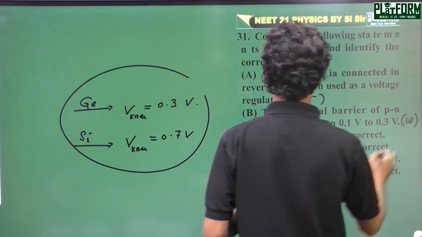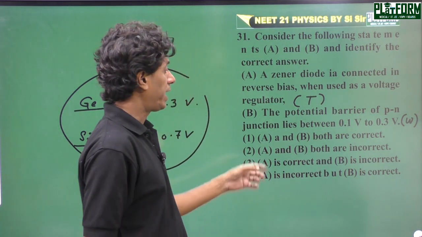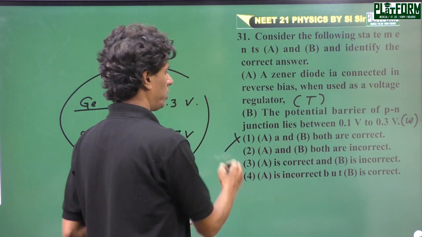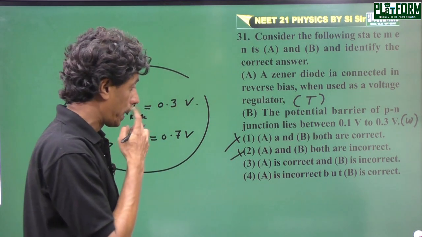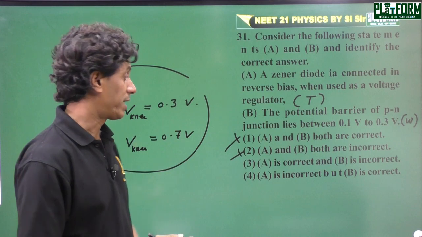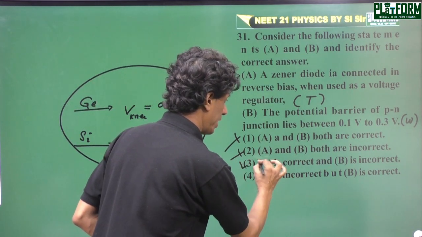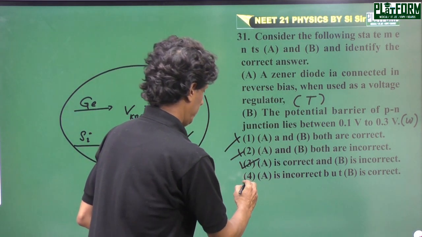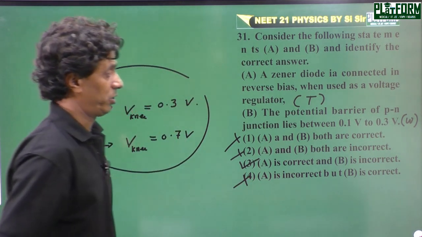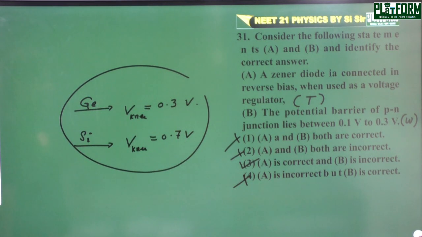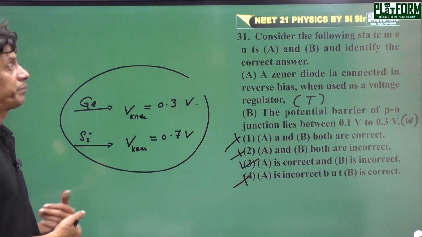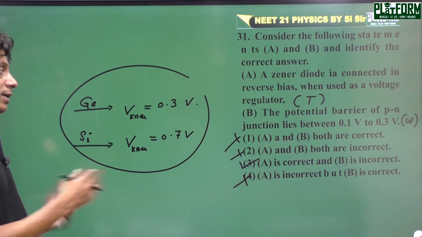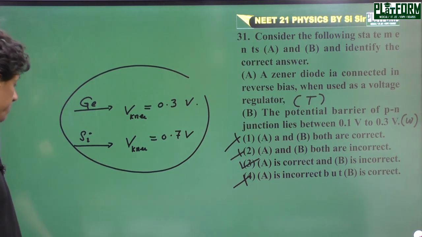It is wrong. Let us check all the options here. A and B both are correct? No. A and B both are incorrect? It is also not correct. A is correct, B is incorrect: number 3 is the right option here, and 4 is also not the correct option. So this is taken from electronic devices, that is semiconductors, and particularly the Zener diode and the PN junction diode. Okay, next problem.